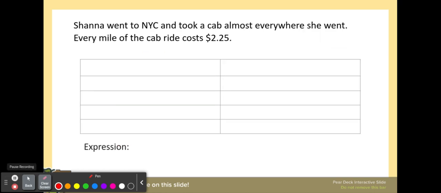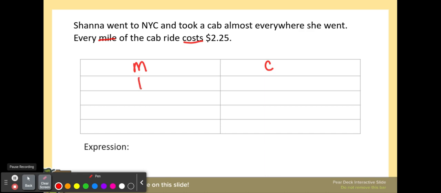Shanna went to New York City and took a cab almost everywhere she went. Every mile of the cab ride cost $2.25. So I'm going to fill out a table because I want to write an expression. The table needs 2 labels. I'm going to label it for every mile. There is a cost. So M for miles, and I'll put C for cost there. Then you're going to fill out the rest of the table.